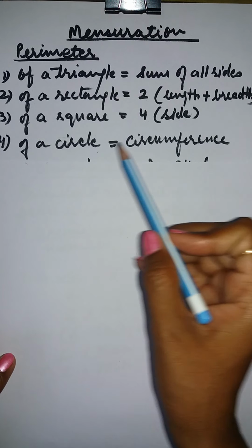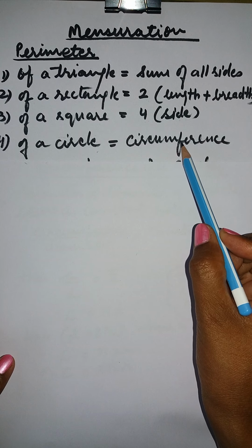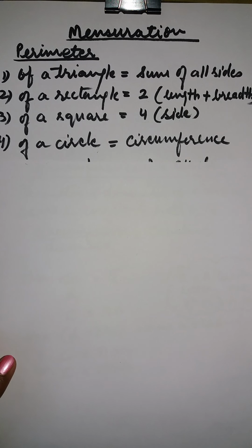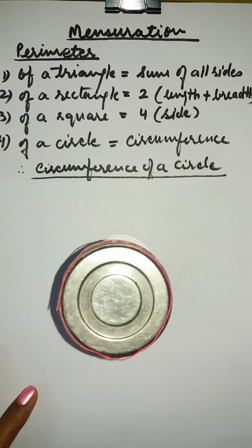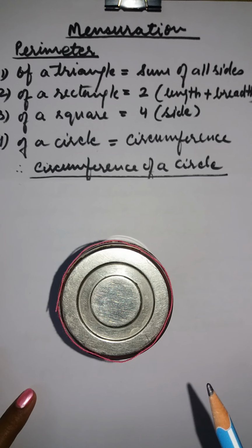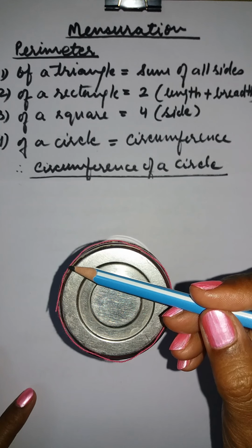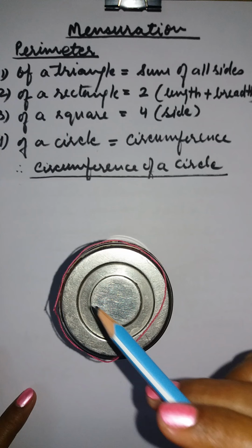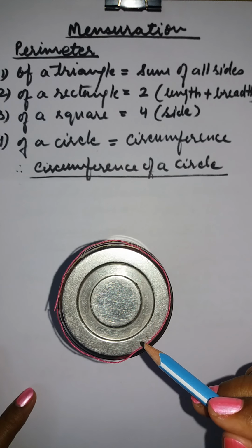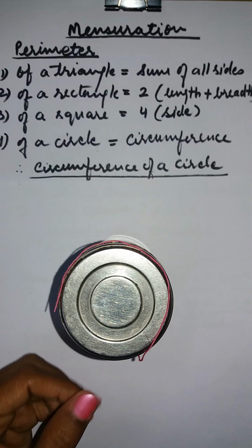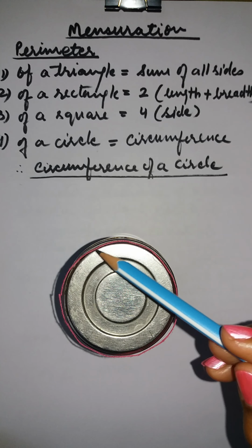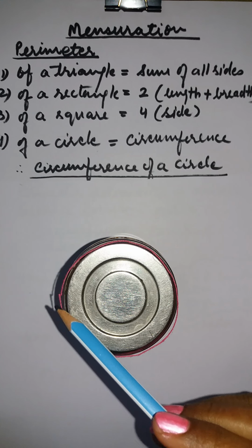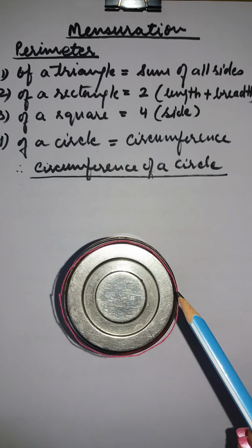Perimeter of circle is called circumference. We learn in detail. The perimeter of a circle or the length of its boundary is called the circumference. Here it is shown with this thread. Circumference is approximately 3 times of its diameter.